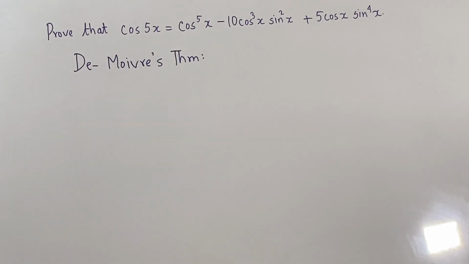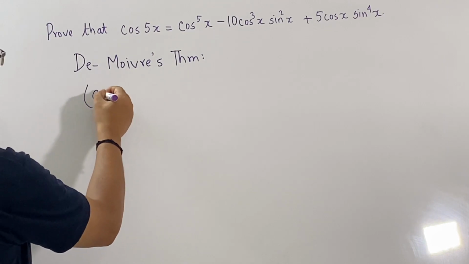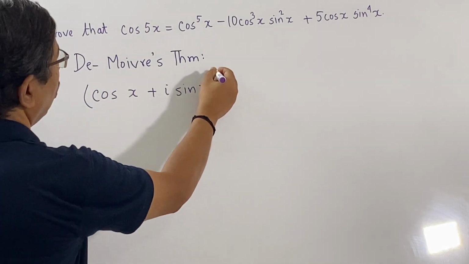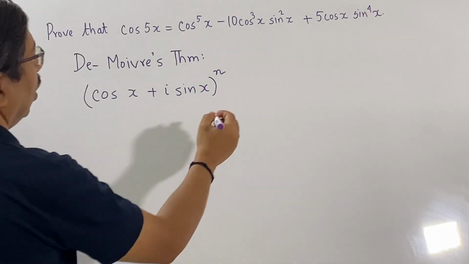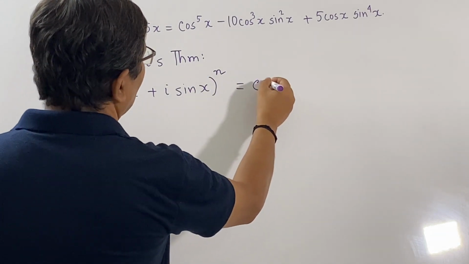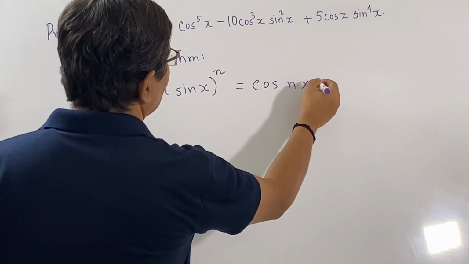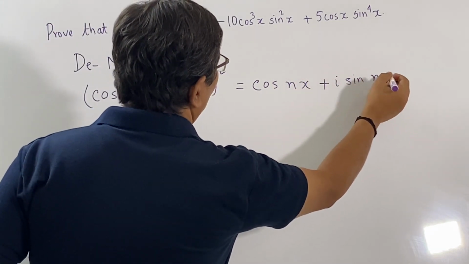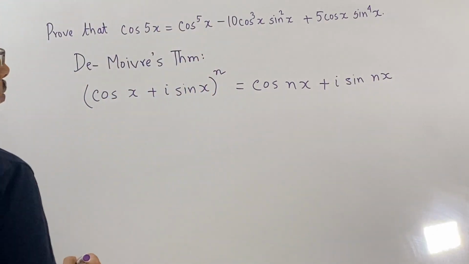Now, what is De Moivre's theorem? De Moivre's theorem tells us that (cos x plus i sin x) whole to the power n is cos of nx plus i sin nx, where n is a natural number.